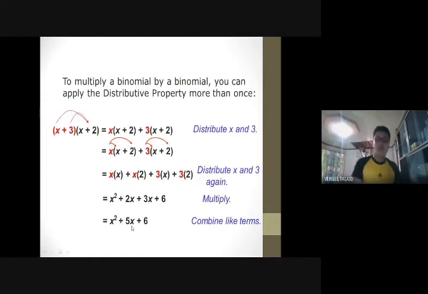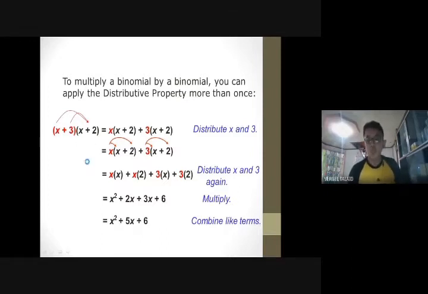Take note, only similar terms can be added. So we copy the common literal coefficient. 2 plus 3 is 5x. Do not add the exponent here because this is not multiplication. This is addition. So after multiplication, check if there are similar terms. If there are, combine them by applying addition of algebraic expressions. So x squared plus 5x plus 6, since we don't have similar terms here, this is our answer. So that is binomial by binomial.